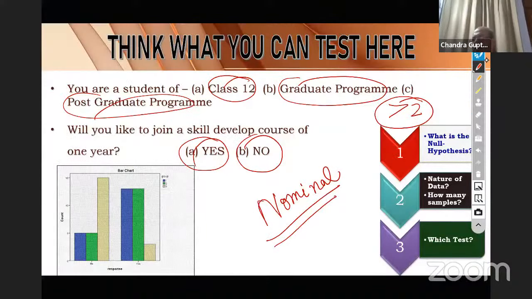Okay, so like this, you can perform different hypothesis tests. Okay, any questions before we go ahead?